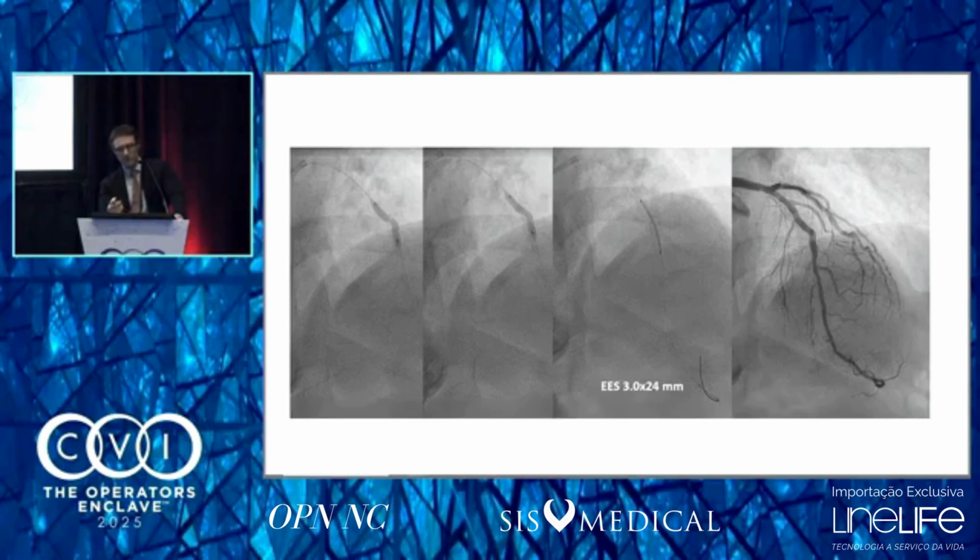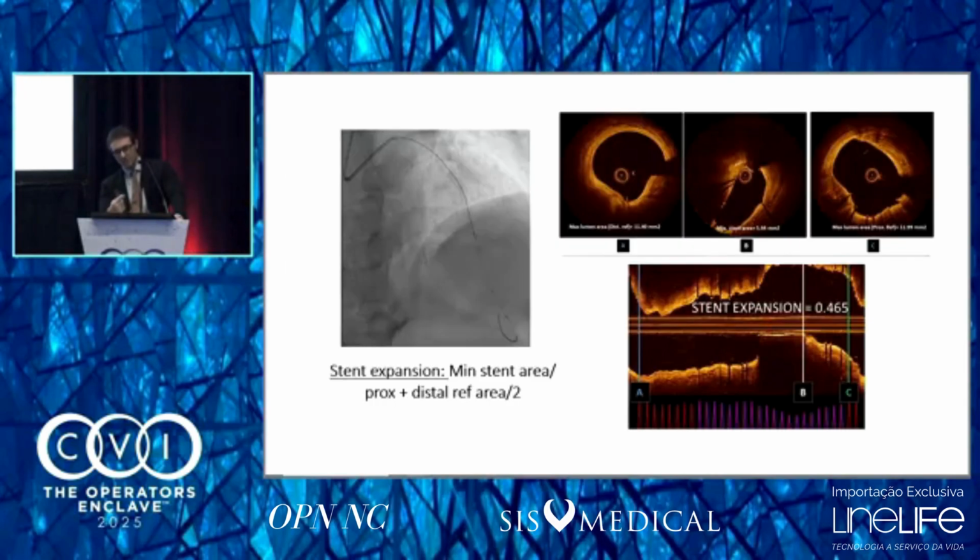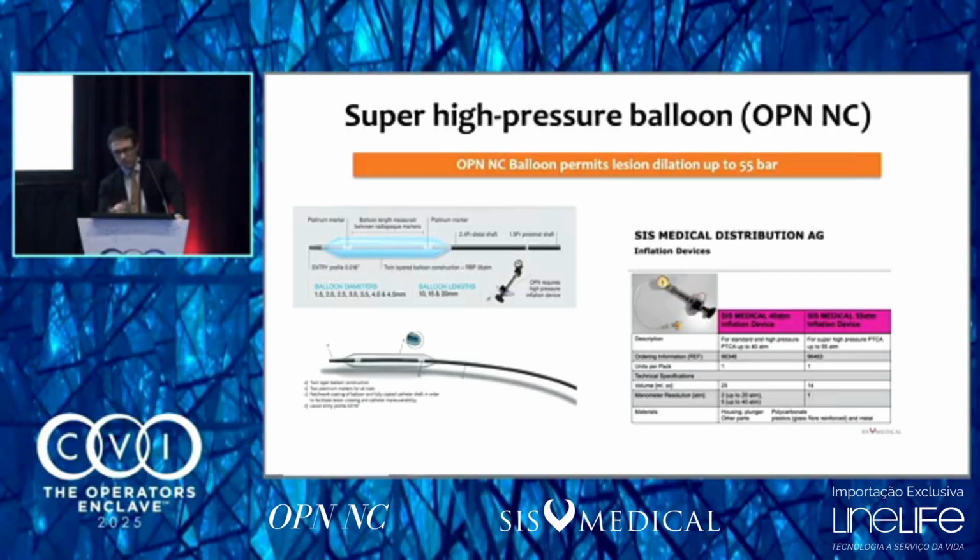Per protocol, we had the possibility to perform the OCT, and this is the problem, what you see on the OCT. It looks good angiographically, you perform cutting balloon, you perform rotablator, you think I'm okay, you are not. Not at all. This is in the pre-use of OPN NC.